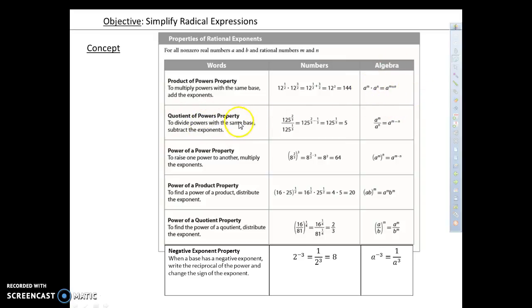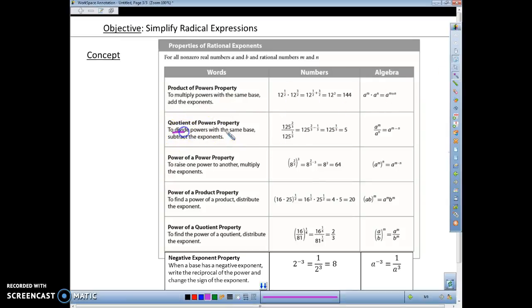The quotient of powers property says to divide powers with the same base, we subtract the exponents. So the same idea as when we multiply with the same base that we add, here we subtract. If I have the same base, 125 to the 2/3 power and 125 to the 1/3 power, I'm going to subtract these values. So 125 to the 2/3 minus 1/3 gives me 125 to the 1/3 power, which is 5. Again, the same thing holds for variables.